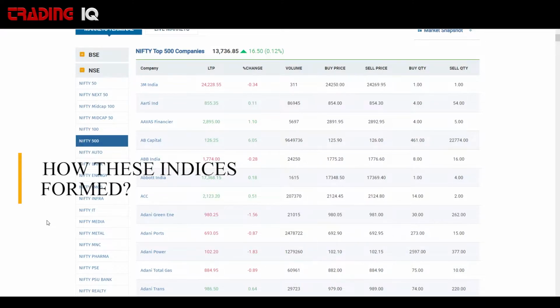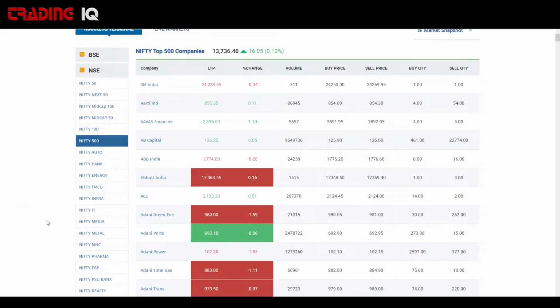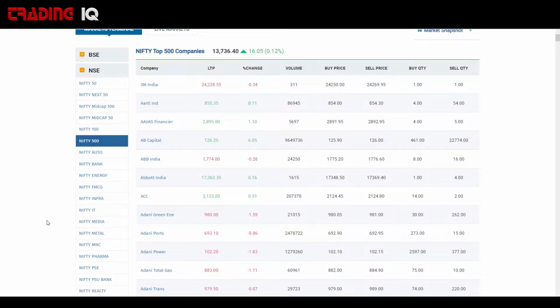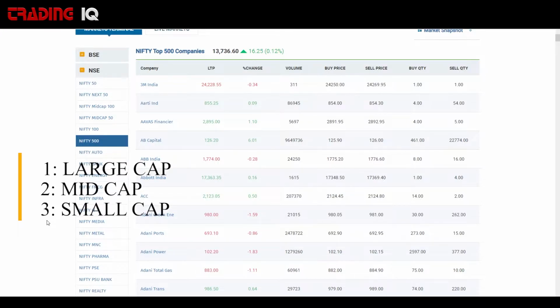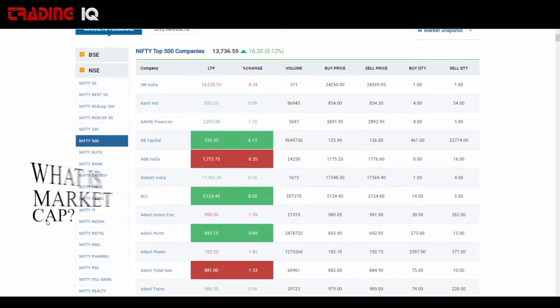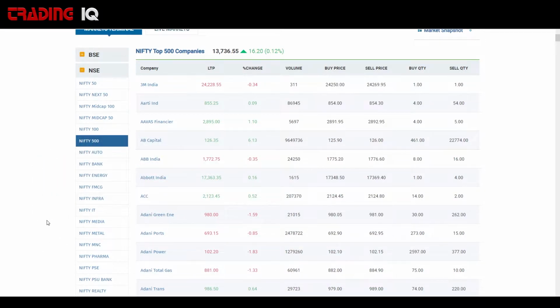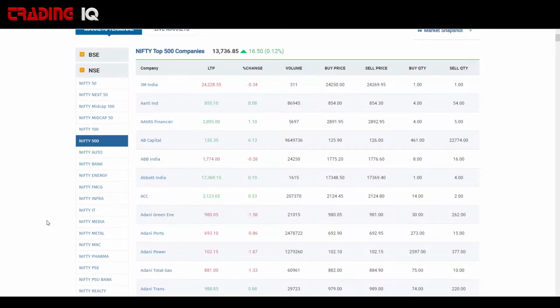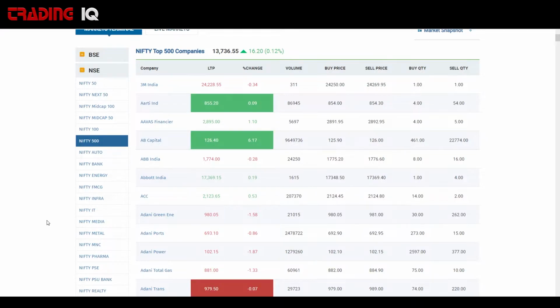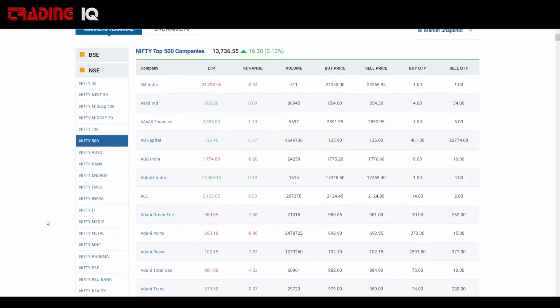Now, how are these indices formed? Before we understand these indices, let us understand this first. The overall market is divided into three categories based on market capitalization. And these are large cap, mid cap, small cap. Now, what is market cap? It is the overall value of a company that is traded on the stock market, calculated by multiplying the total number of shares by the present share price. So, based on the market cap, all the traded companies are divided into three categories and then subdivided by their actual industry, that is, different sectors such as banking, pharma, FMCG, etc.